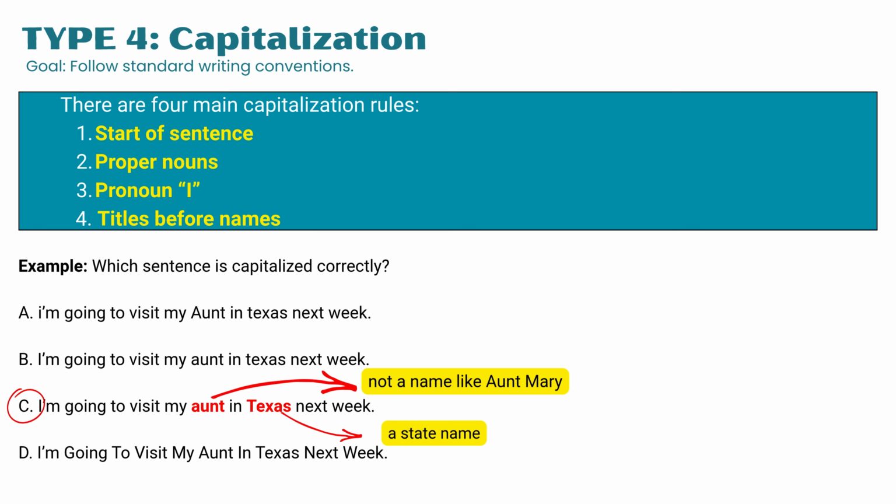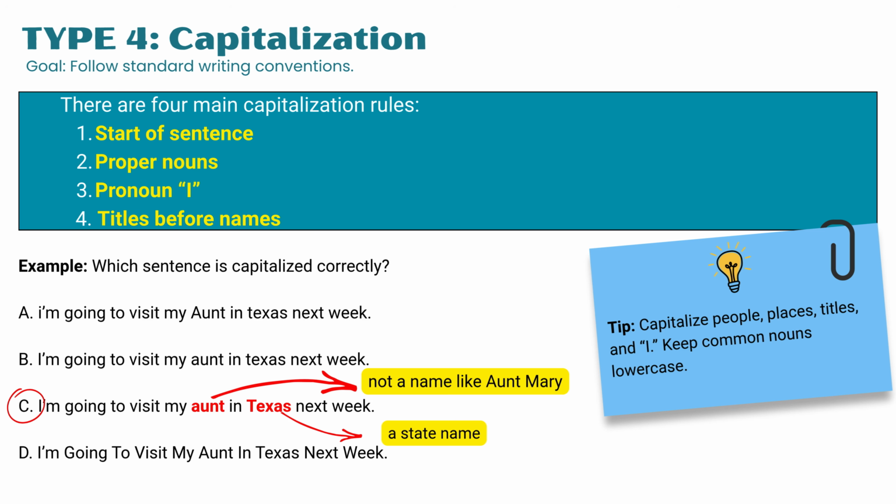When reviewing, quickly scan the sentence for names or places. Proper nouns and the word I should always start with a capital letter. Common nouns like teacher, aunt, city should stay lowercase.